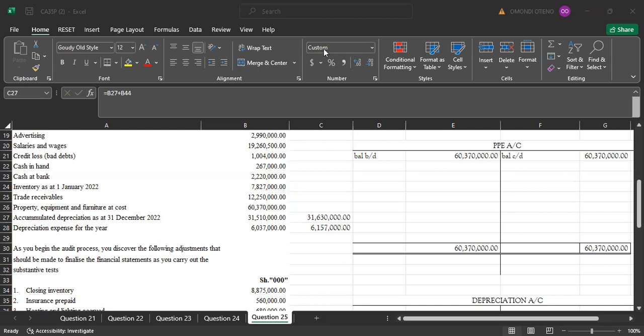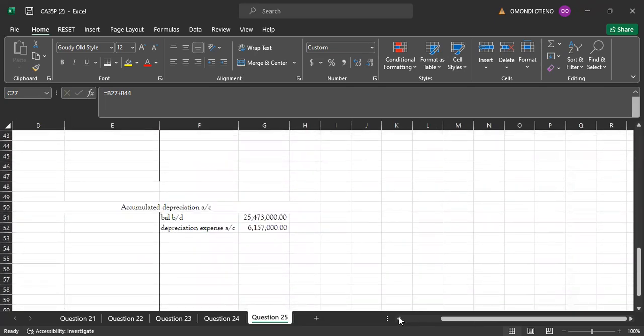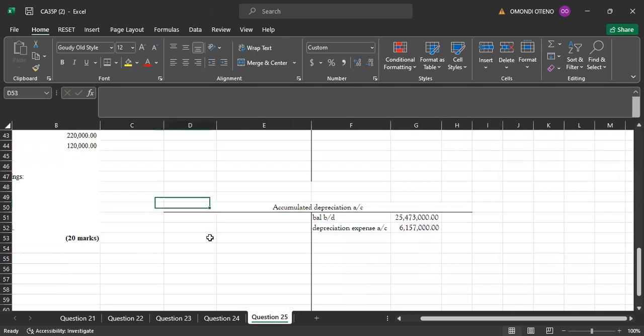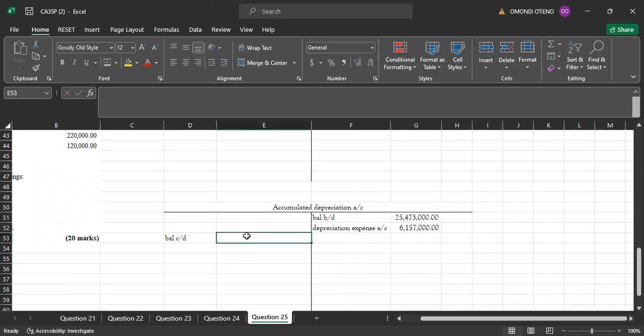It was also understated by that same figure. Now, we've all seen that if we bring in the depreciation expense for the current year, we are able to come up with the balance carried down. Our balance carried down is now what will give us the figure to balance this account. So let's get the summation of everything here.